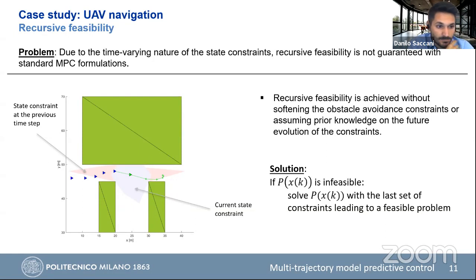Indeed, in this case study, the state constraints computed at the previous time step still represent a free area. And the safe trajectory, so the trajectory x second computed at the previous time step, still represents a feasible trajectory for the subsequent step. Note that, of course, this approach is valid only when known but static obstacles are considered.